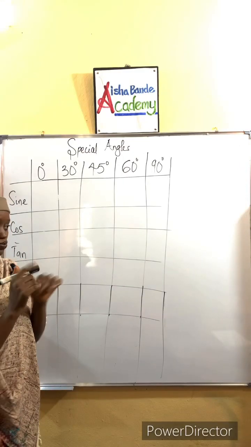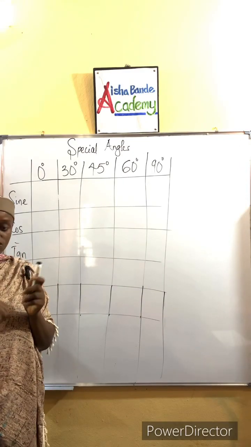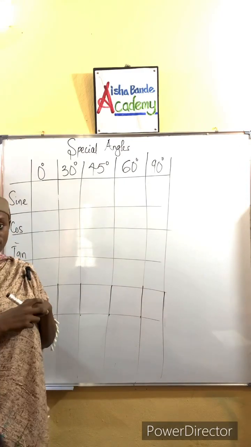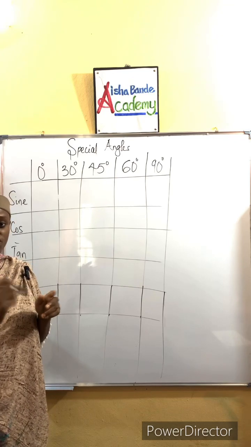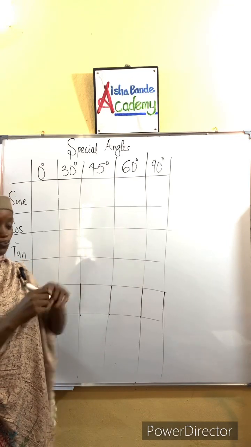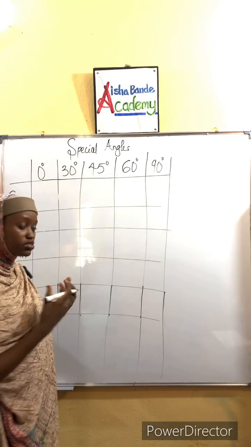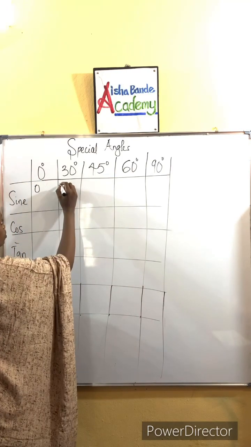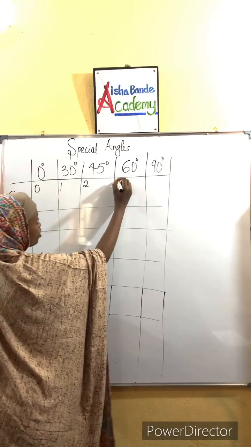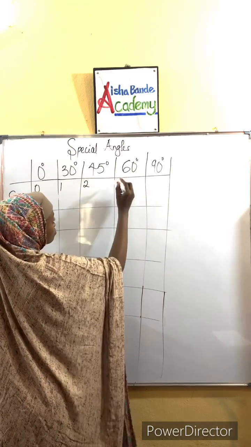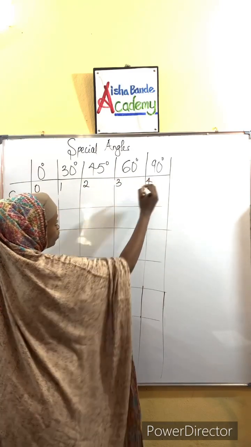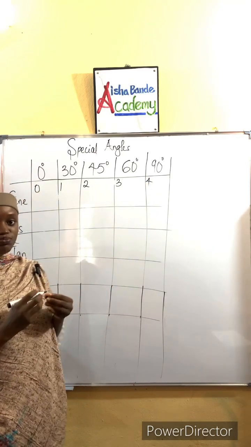Do for sine now? There are three steps we have to carry out to get the angles for sine. The first thing is start numbering from 0 to 4. That is between angle 0 to angle 90. We begin from 0. Here we have 0, 1, 2, 3, and then 4. This is the first step.